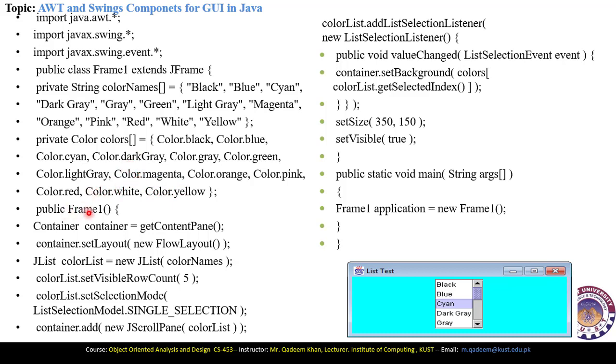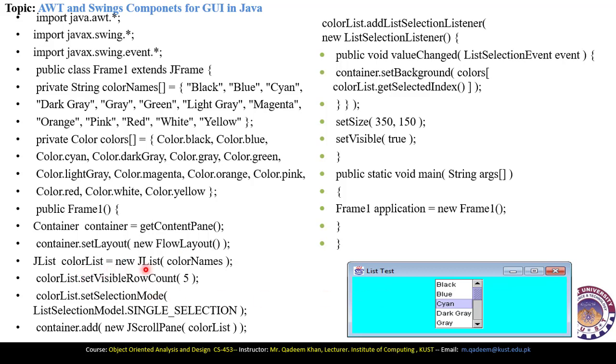Now we have public frame1. This is the constructor of this frame1 class. Inside of frame1 we have the container, getContentPane. This defines the full GUI here. Inside of this container we will place the other components. Container.setLayout, we have new FlowLayout because we have only one component we want to add. So we define the flow layout here, which is the freestyle layout.